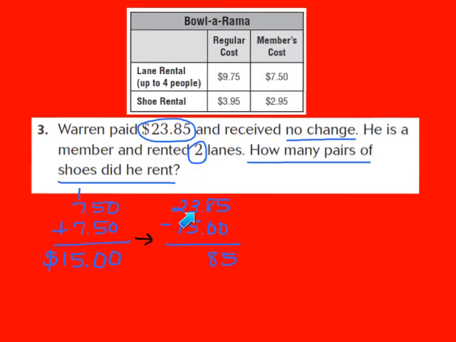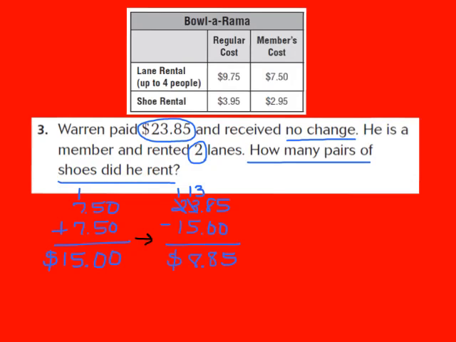Now we're going to focus on the numbers in the ones place. Well, I can't take 5 away from 3, so I'm going to have to regroup. So I'm going to regroup that 2 and make that now a 1 in the tens place, and this 3 is now going to become 13. Well, I know that 13 minus 5 is going to leave me with 8, and now looking at the numbers left in the tens place, I know that 1 minus 1 is 0. So my next step is going to be to place the decimal, and once again I'm going to place it in between the ones and the tenths place. So what I know is Warren still had $8.85 left for his shoe rentals.